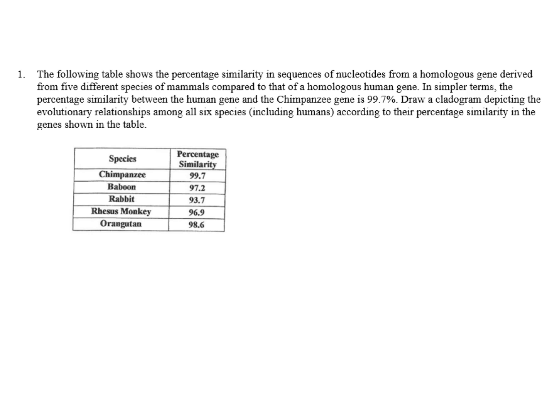So it says, the following table shows the percentage similarity in sequences of nucleotides from a homologous gene derived from 5 different species of mammals compared to that of a homologous human gene. In simpler terms, the percentage similarity between the human gene and the chimpanzee gene is 99.7%. Draw a cladogram depicting the evolutionary relationships among all 6 species according to their percentage similarity in the genes shown. So what you're looking at here is a percent of how closely related the animals are.